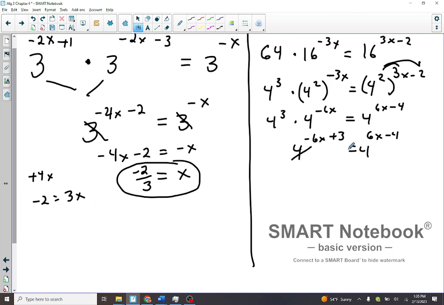All right, so then the 4s are on the bottoms, cross them out. Negative 6x plus 3 equals 6x minus 4. An algebra 1 problem, plus 6x plus 4. You get 7 over 12 equals x.